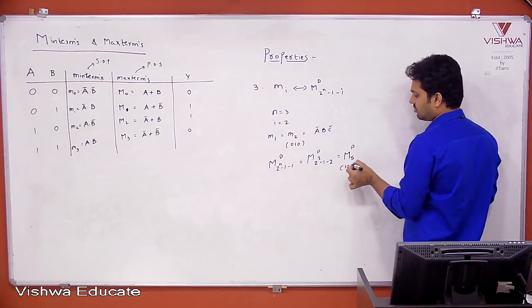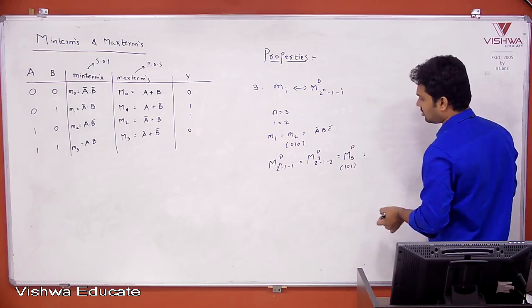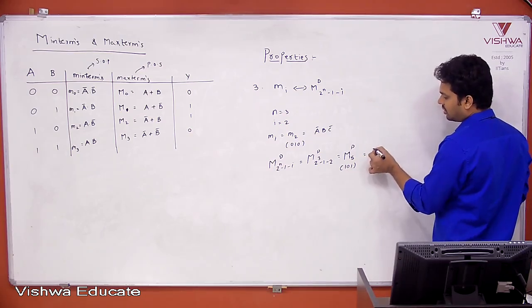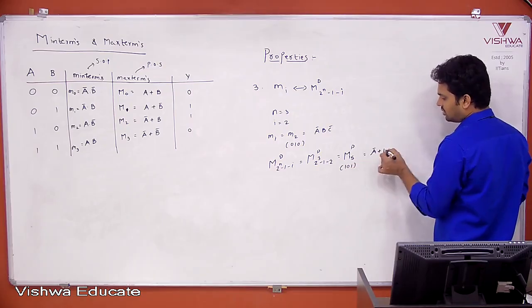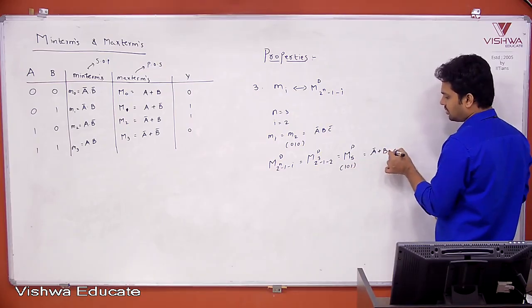5 means what? 1, 0, 1. What is 1, 0, 1? 1 means here I should take bar plus max term in plus. Okay, 0 means no bar. 1 means we should take bar.